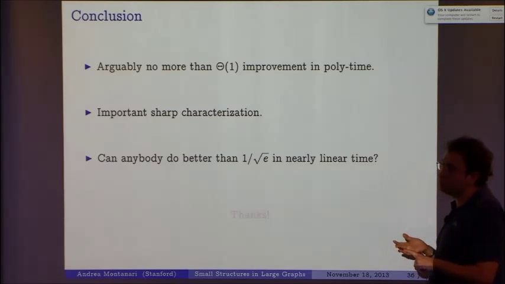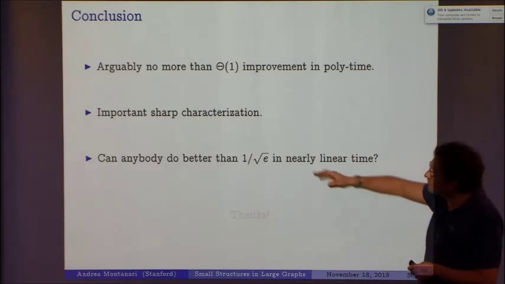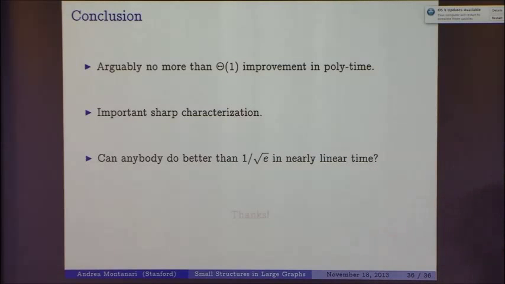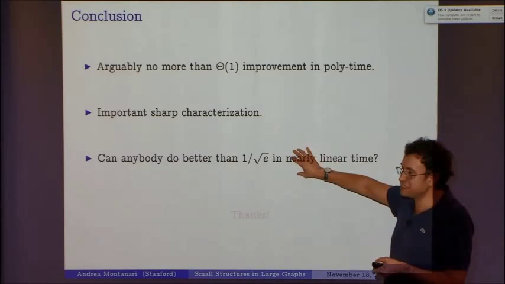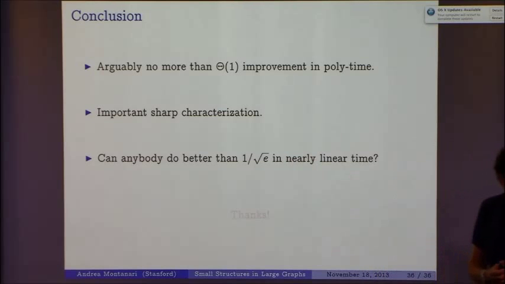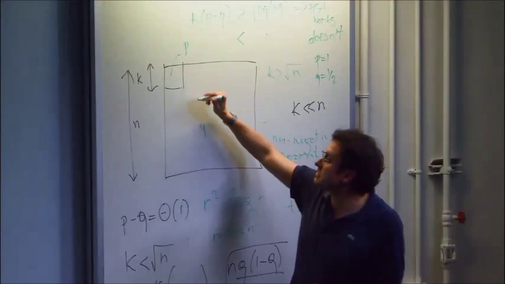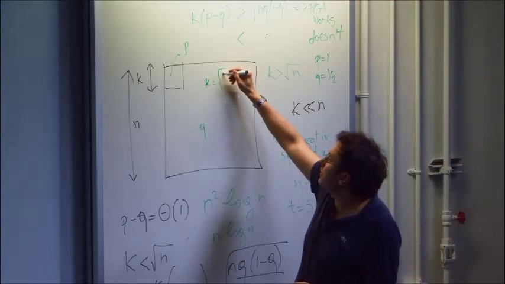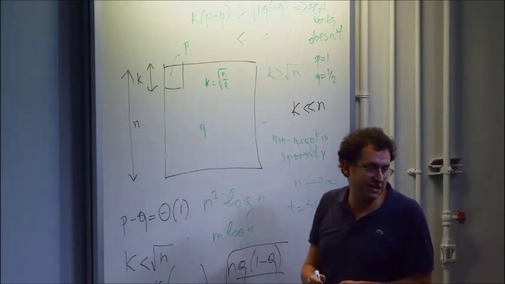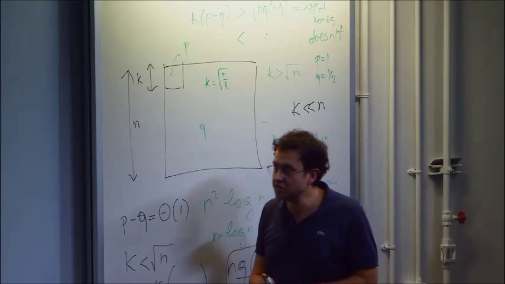So since you cannot improve by more than constants, it's important to try to understand very precisely how the constants behave. And this is an open problem, since the emphasis here was on open problem. Here, in the special case of cliques, so P equal 1 and Q equal 1/2, we can find the clique of size K equals square root of n over e in nearly linear time, in n squared log n iterations.